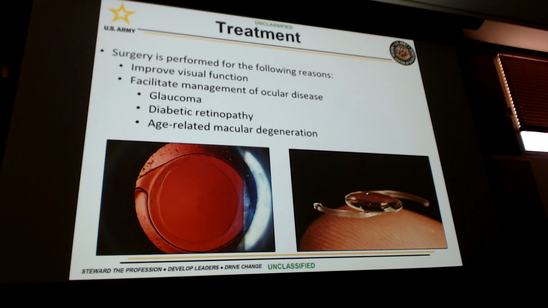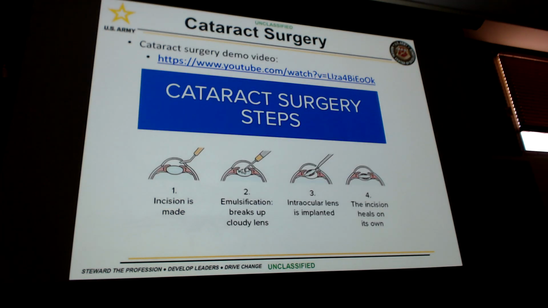This is a picture of an intraocular lens. So what they do is take the lens out, the cataract out, they'll remove it. And I have a video here. This is a good one to watch. They make an incision in the cornea, they juice up the lens essentially with this phacoemulsifier. It kind of sends ultrasonic sound waves through the lens, it breaks it all up, and they suck that out, and then they'll put the new intraocular lens in place.